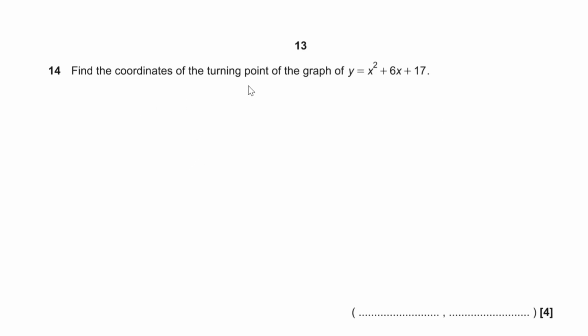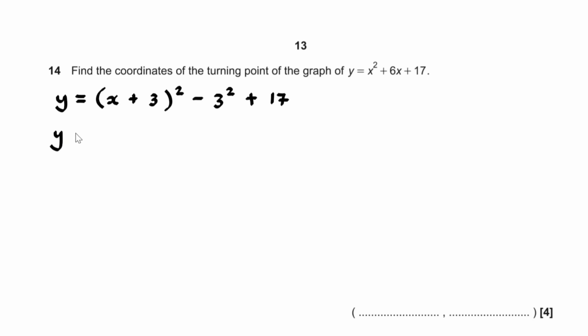Question number 14. We have to find the coordinates of the turning point of the graph of y equals x squared plus 6x plus 17. Well, because it says find the coordinates of the turning point, what we would have to do is complete the square. So we begin with y equals x squared plus 6x plus 17, and we can complete the square. We first of all open up our bracket, we write an x in it, half the coefficient of x, so half the 6 is 3. So we have x plus 3, close bracket, all squared. Then we subtract the square of 3 and then add on to this 17.